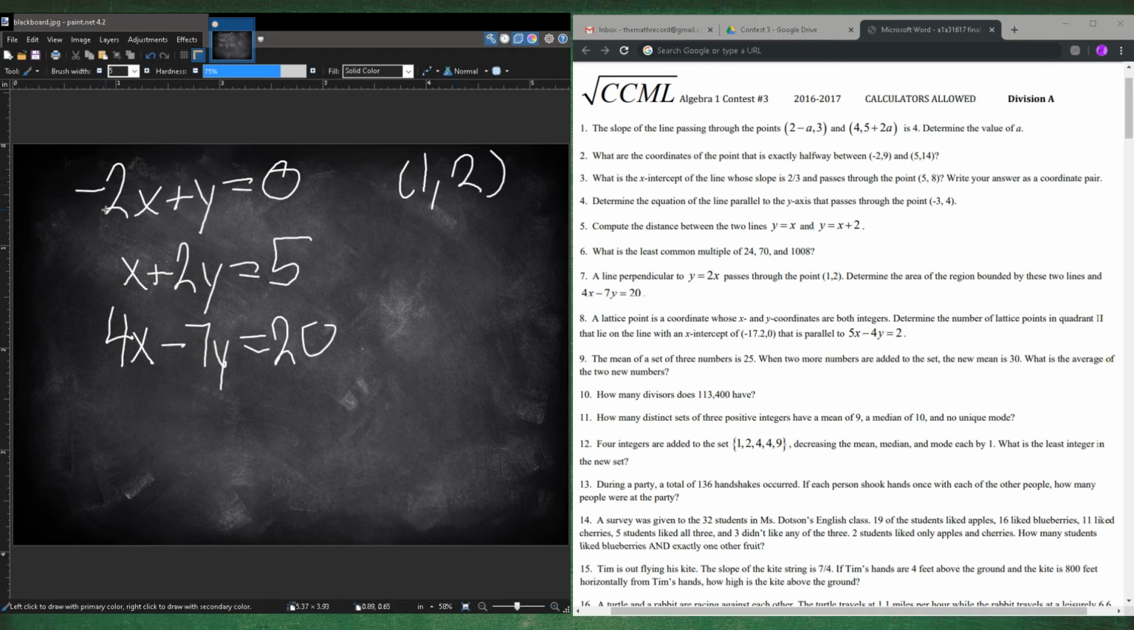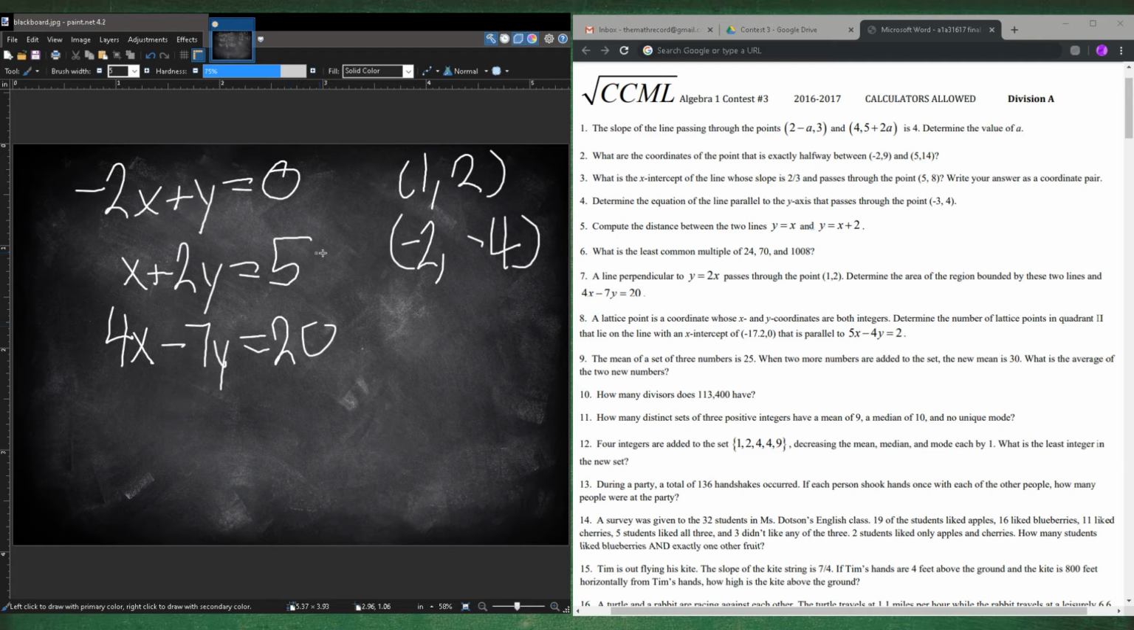Now let's find the intersection between negative 2x plus y equals 0 and 4x minus 7y equals 20. Multiply the first one by 2, so you get negative 4x plus 2y equals 0. Add them together, and you get negative 5y equals 20. So y will equal negative 4. The next coordinate will have negative 4 as the y. Plugging it back into the first equation, x is equal to negative 2, basically.